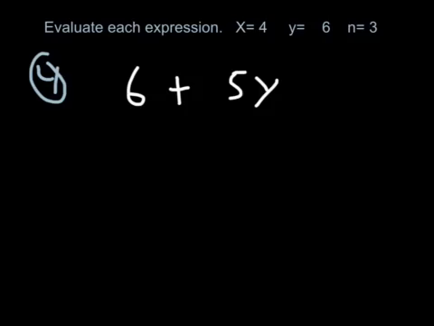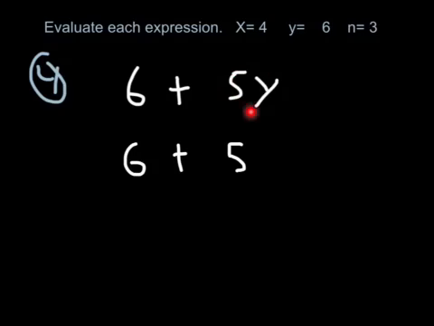Okay, so first of all, here are my variables, x equals 4, y equals 6, and n equals 3. In this problem, the only variable I'm going to use is y, so y equals 6. So step 1 is to rewrite the problem and then substitute the numbers for the variables. Okay, so 6 plus, there's nothing to substitute here, so I just bring it down. 5y, well, 5 will stay the same, but then y, we know, is 6.